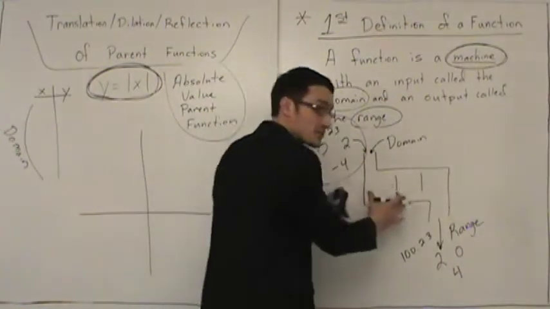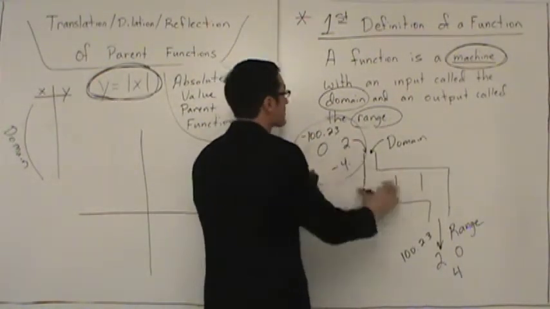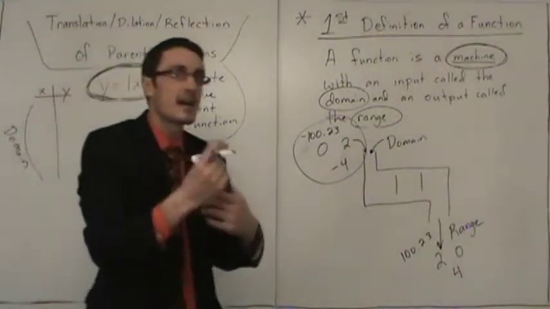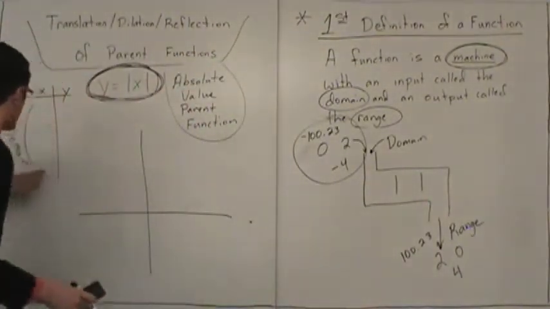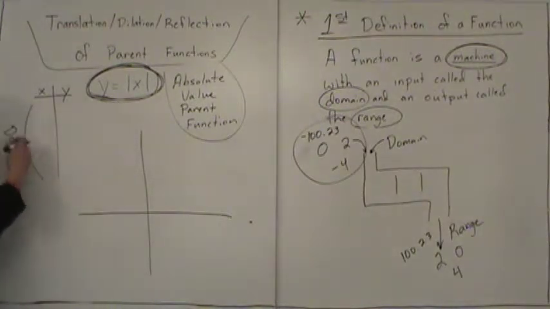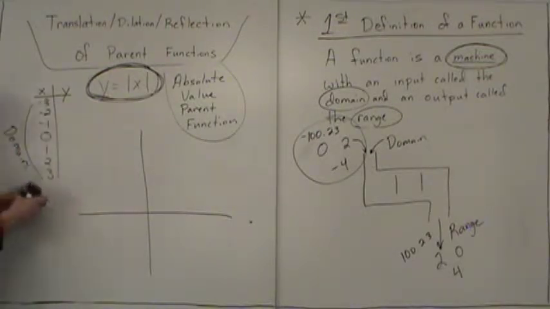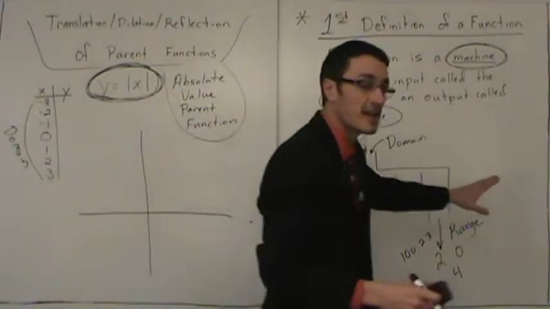Now, for this function, we start with something basic. The absolute value function will accept any number. So does it matter what we choose for domain? Hopefully you say no. So we're going to pick some basic values. How about 0? Okay, and 1, 2, and 3. We put in negative 1, negative 2, and negative 3. We're going to put these 7 values into the machine and see what happens.